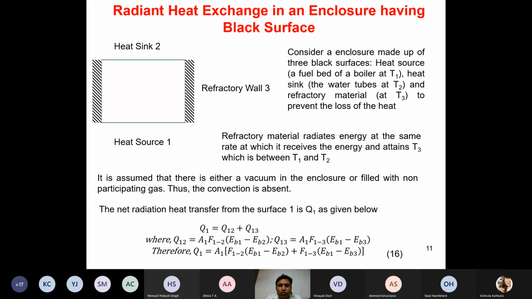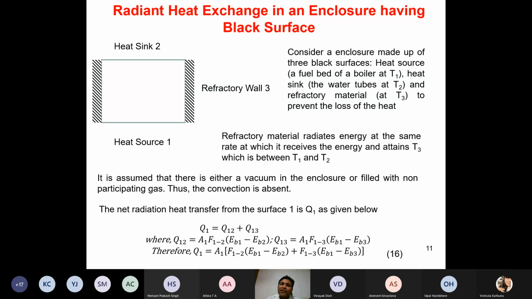Hello? So there are three surfaces. One surface is a heat source. There is another surface which is a heat sink. And then the third surface is neutral, which means whatever radiation heat is received, the same is emitted by the surface. So there are three black surfaces, and we are considering that all three surfaces are black. Now we want to see how the heat transfer between these three surfaces is going to take place.